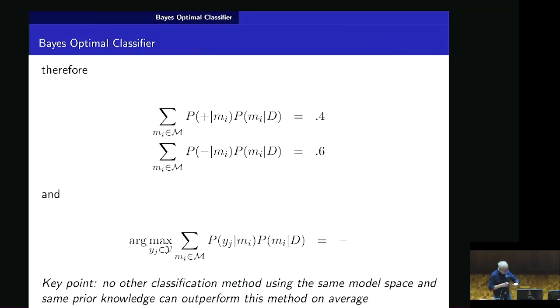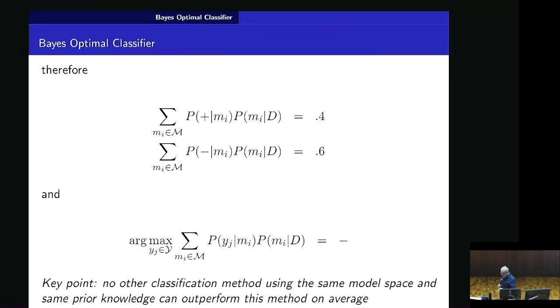Now, the reason this is useful to know is that this is called the Bayes optimal classification. And it's possible to show that you cannot beat this as a classification method using the same models and the same prior knowledge. The disadvantage is, and the reason that we can't actually use this in practice, is that to do this Bayes optimal, we need to know everything, right? We need to know all of the models, we need to know all of their probabilities given the data, and then we need to know the probability of the classification given the model. And in practice, we don't have that, or we cannot compute that information.